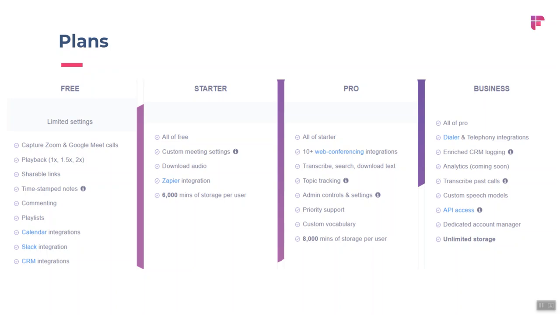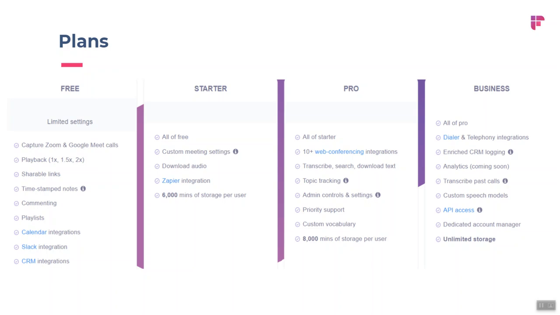It's 3,000 minutes. On the starter tier, you get all of the free plus more integrations, plus you're able to get custom meeting settings. What that means is you can control the share settings of who gets access and whatnot. You have more storage. You have a Zapier integration. And it's just a great way for people that just need to capture audio to be on the starter tier.